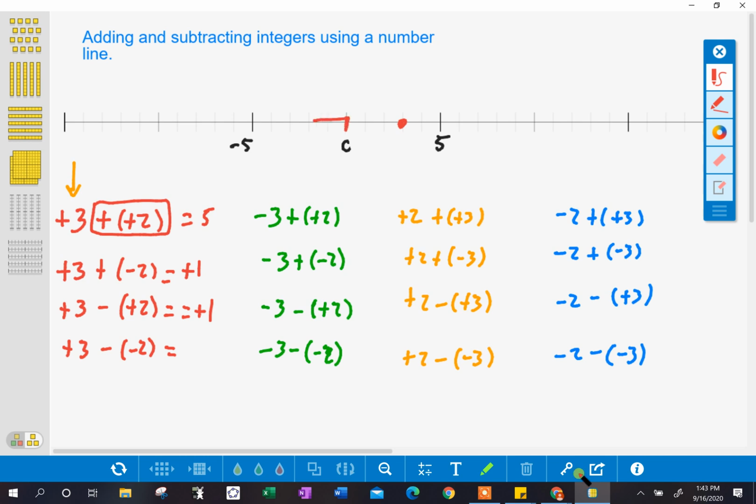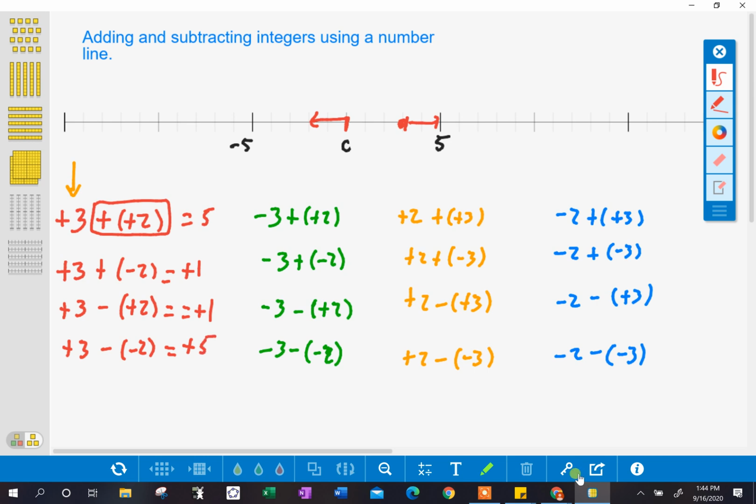Now, remember, I said 2 negatives are this. Well, I can't take that away, so what's the opposite of taking away 2 negatives? It would be to add 2 positives. And so that gives me a positive 5.